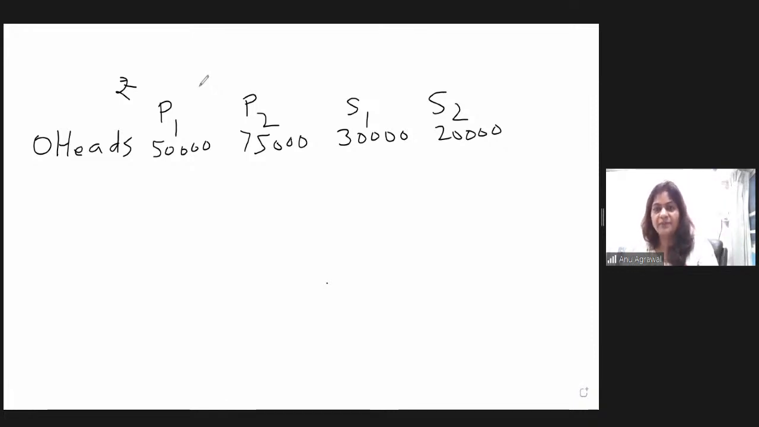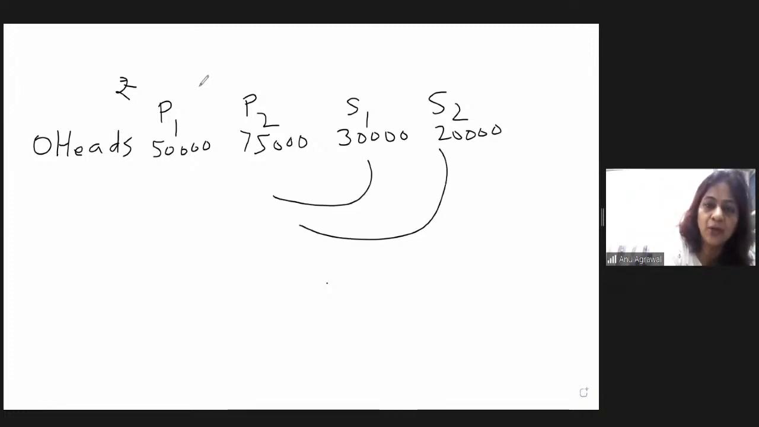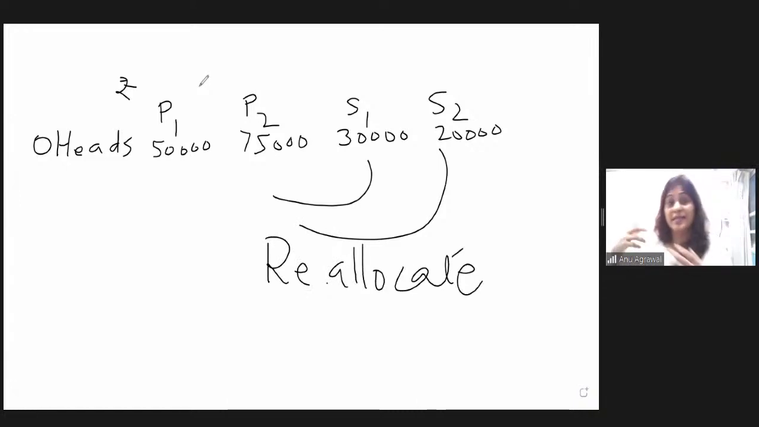The overheads I've divided on these departments, but actually what will I do? The expenditure of these service departments has to be reallocated. We have to reallocate the expenditure of S1 and S2 on P1 and P2 so that all the overheads happening inside the factory stand apportioned on P1 and P2.